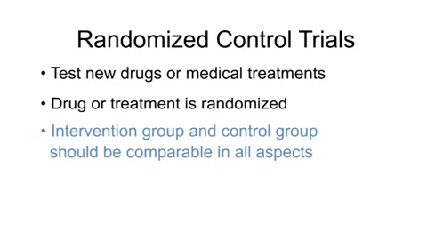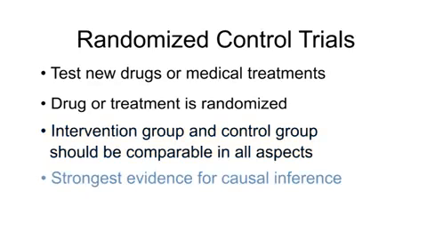For example, the proportion female and the age distribution would be very similar in both the intervention and the control groups. Randomization provides the strongest evidence for causal inference. Randomization basically allows us to say, if everything else is the same, what is the effect of just the exposure on the outcome?